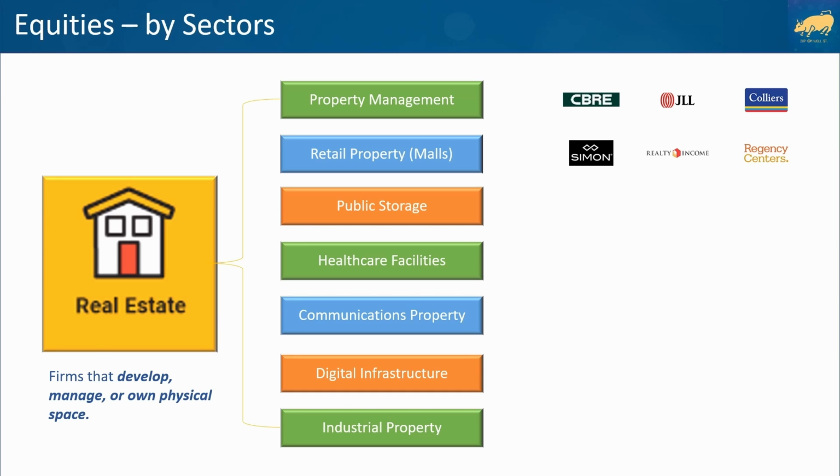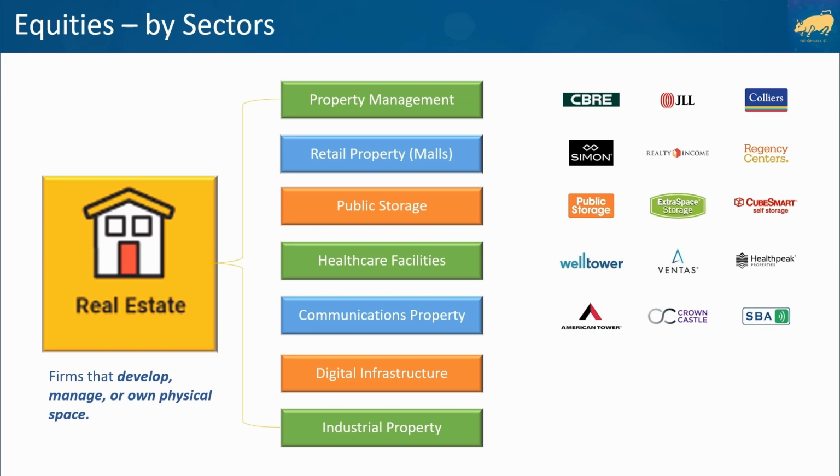Simon Property Group, Realty Income Corporation, and Regency Centers Corporation are the biggest shopping mall owners. The leading public storage providers are Public Storage, Extra Space, and CubeSmart. Welltower Inc., Ventas, and Healthpeak Properties are the largest healthcare facility owners.